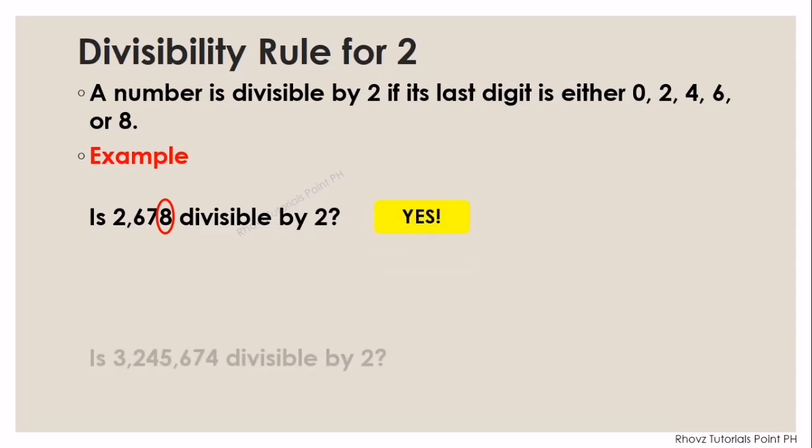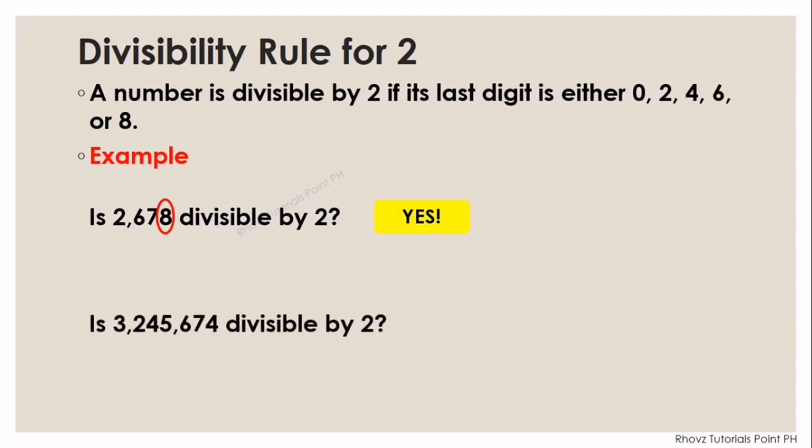Next, 3,245,674. So, tignan ulit natin yung last digit which is 4. So, kasali pa rin siya dun sa last digit na malalaman natin kung ito ay divisible by 2. So, yes, it is divisible by 2.